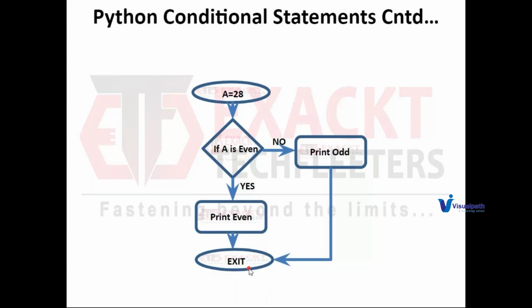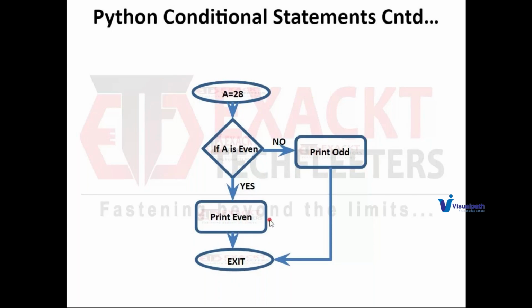Okay. What else? What if the value was 27? Then it will follow this path. So if A is even? No, A is not even. That's why it will print odd and then exit. But for this condition, A is even, so it will follow this path. Okay, so this is an example of that particular flow diagram.